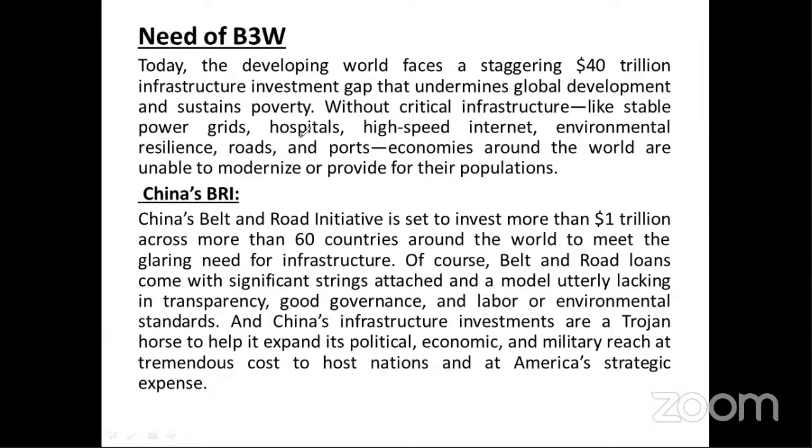But what is the main problem in India? There is low speed internet. High speed internet should be there, so that every work can be done smoothly and on time. Environmental resilience: we talk about the environment, we talk about sustainable development, we talk about biodiversity and how we can conserve it. Forest cover should be increased. Roads and ports are also called critical infrastructure.